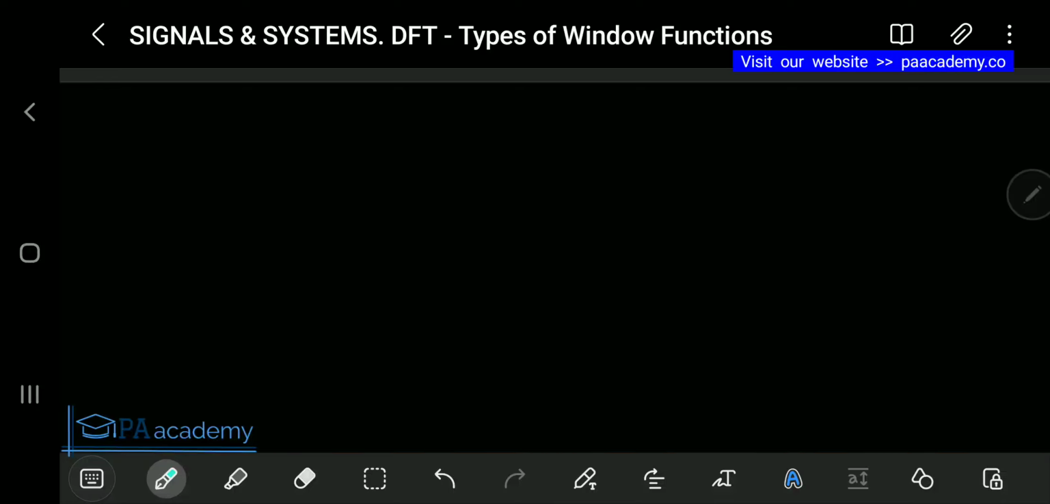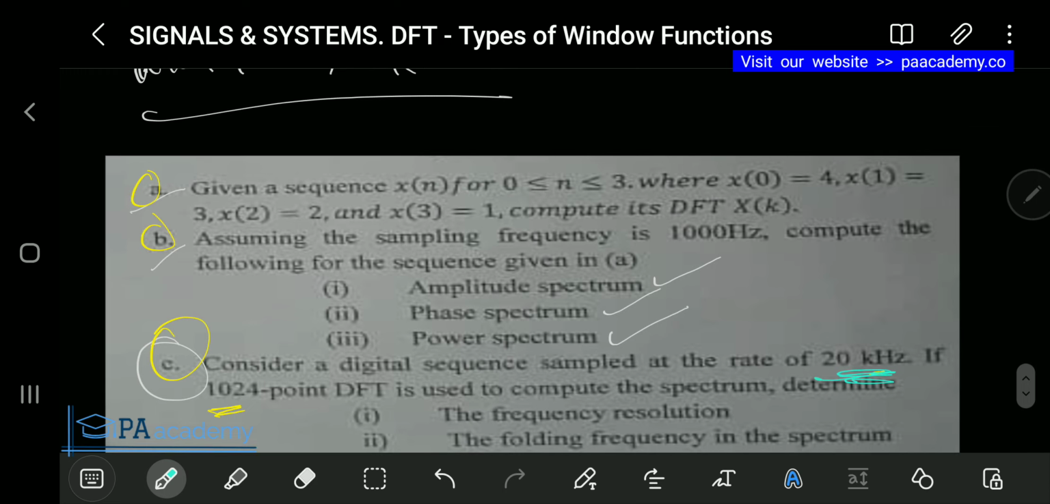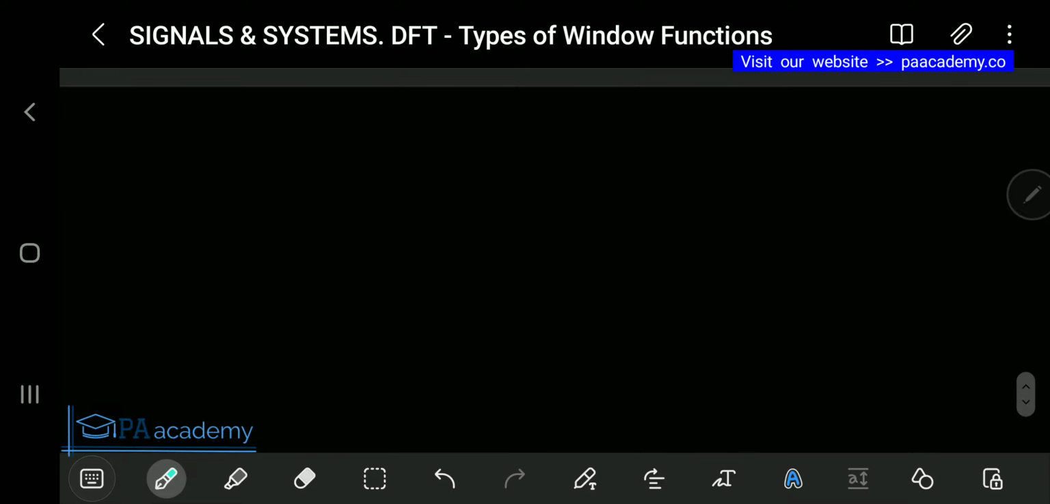So in this video under signals and system, we are still looking at DFT, and basically we are going to be looking at the types of window function. In the previous videos we tried to solve the examples where we calculated the amplitude spectrum, phase spectrum, and then power spectrum. One other way that you can also use to get some of those things is using the window function. So you might come across some questions that ask you to calculate the power spectrum, the phase spectrum, amplitude spectrum, maybe using a particular type of window function. So that's what we're going to be talking about in this video briefly.